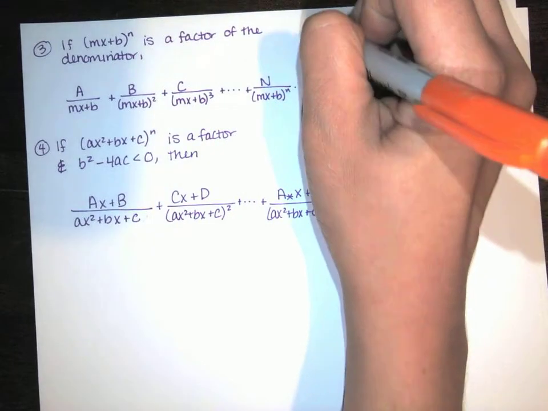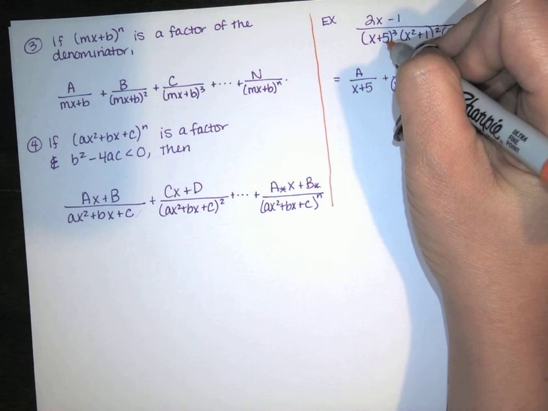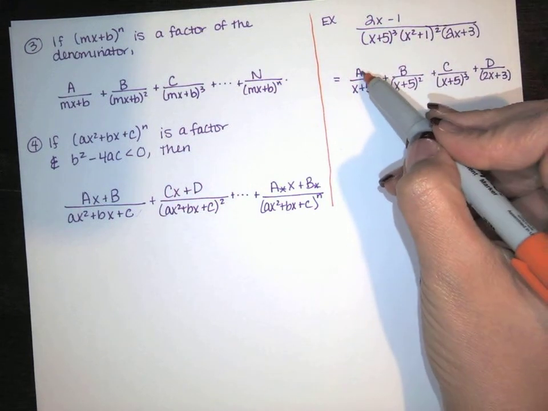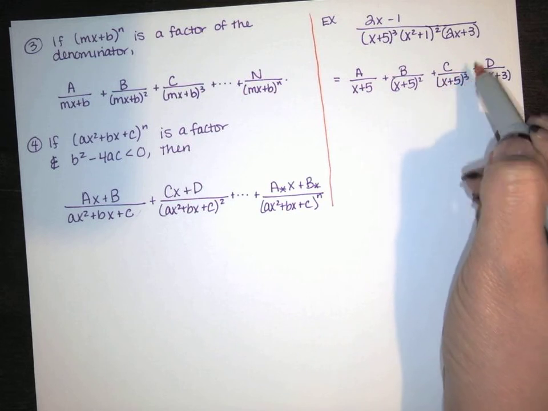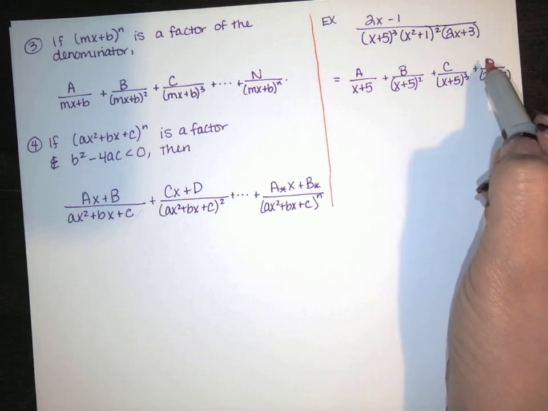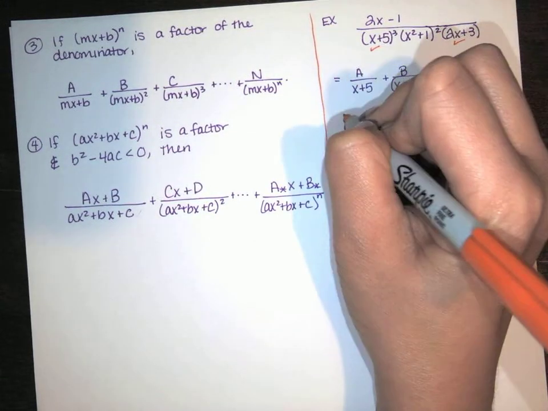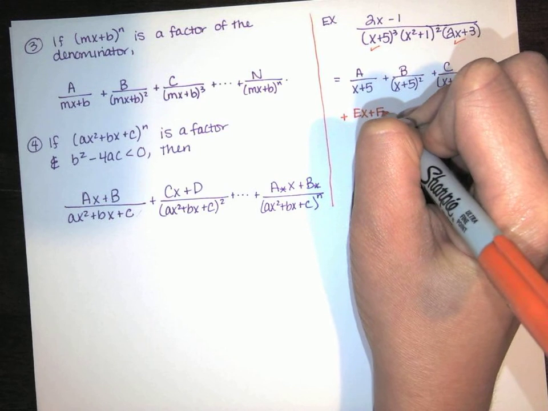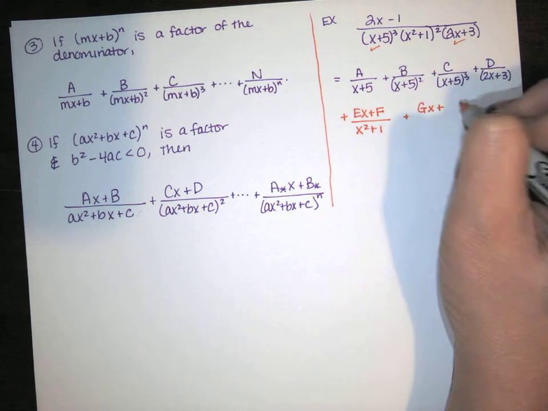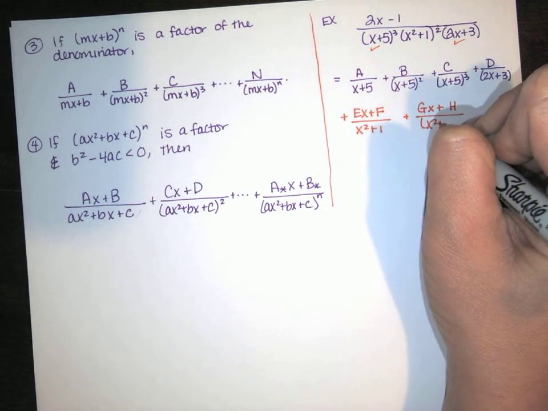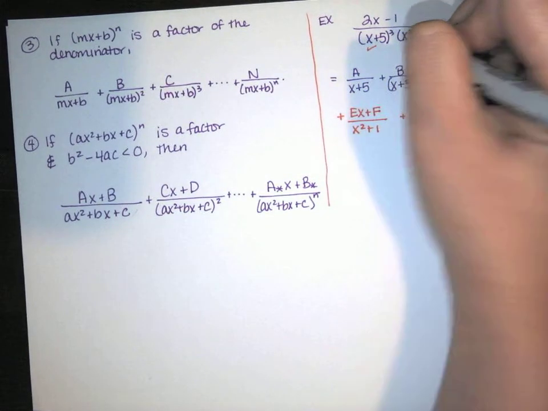So over here in our example, I had a linear factor cubed, so I have that constant over the factor plus the constant over the factor squared plus a constant over the factor cubed. I have a linear factor to the first, so I get a constant over that factor. And then this is an irreducible quadratic squared. So I'm going to have a constant times x plus a constant over my irreducible quadratic plus a constant times x plus a constant over my irreducible quadratic squared. And this is equal to that up there.